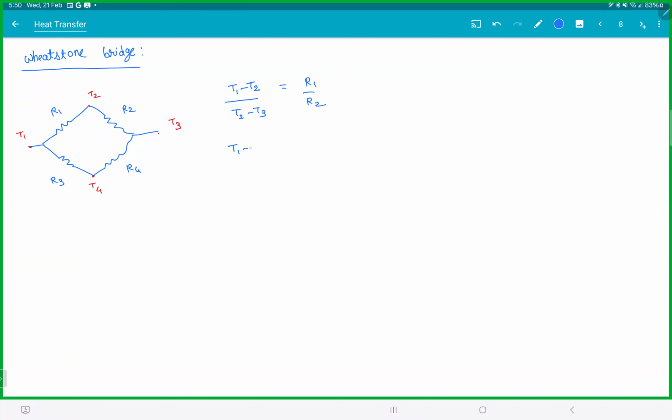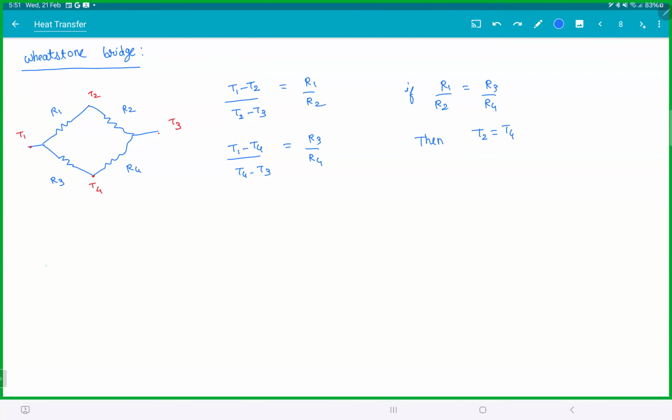Similarly, T1 minus T4 by T4 minus T3 should also be proportional to R3 by R4. So if R1 by R2 becomes equal to R3 by R4, then you can see by comparison, T2 should be equal to T4. Does it make sense? If everything is the same on the right and on the left, the only thing that is different is this T2 and T4 here. Is that making sense?